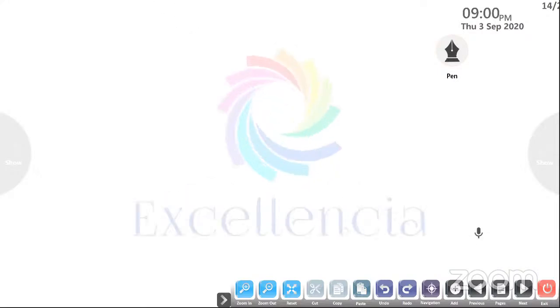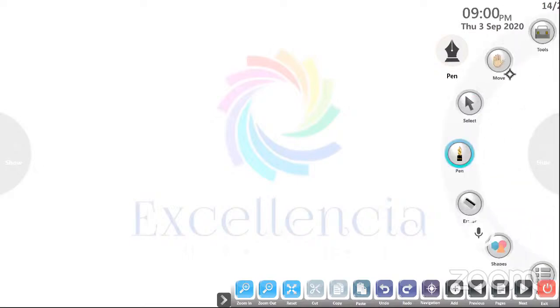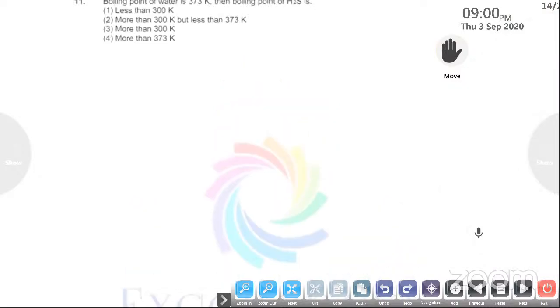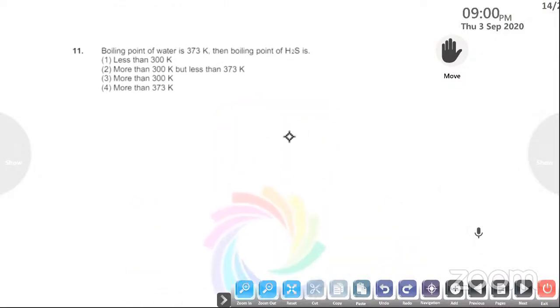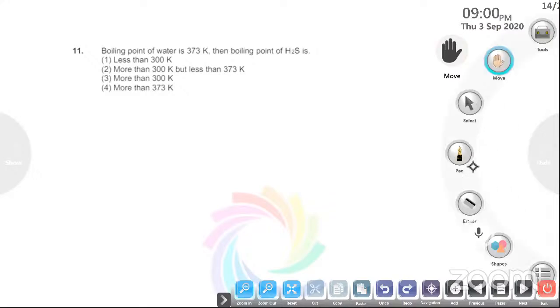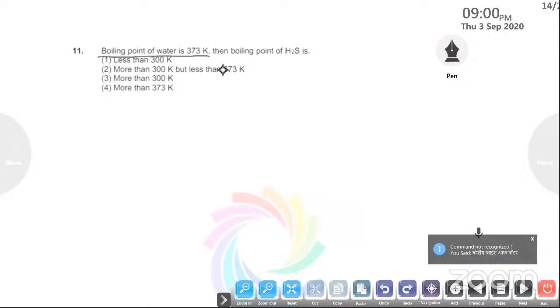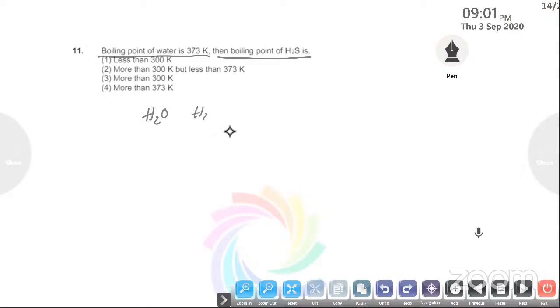Yeah, next question. Boiling point of water is 373 Kelvin, then what is the boiling point of H2S? So, you know, in the sixth group hydrides, H2O, H2S, H2Se, H2Te, the highest boiling point is there for H2O only because of hydrogen bonding.